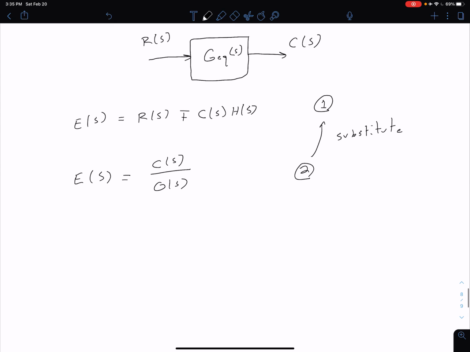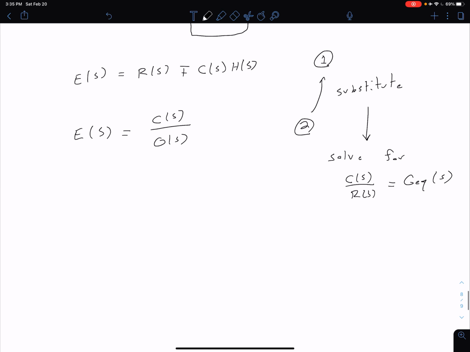And ultimately what we want to do after we substitute is solve for our output over our input, because by definition, that's our transfer function. So C of S over R of S is what we want to solve for. And again, by definition, that's going to give us our equivalent transfer function, G sub EQ. All right, so let's go ahead and do that.